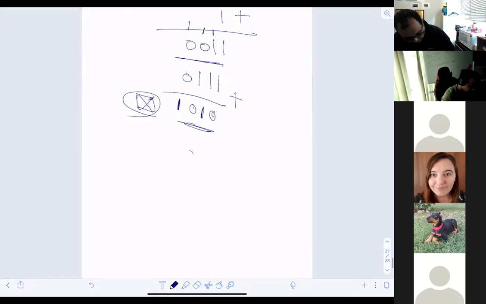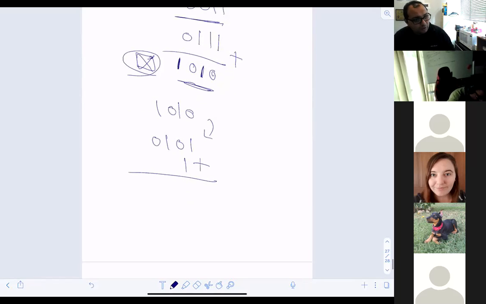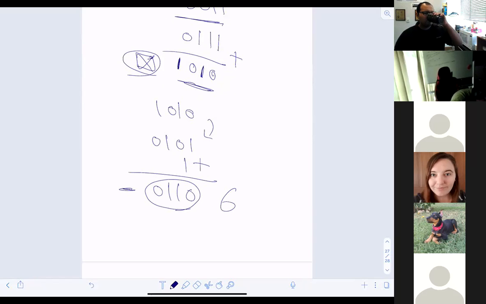So I take this value 0, 1, 0, 1 and I flip it. So it's going to be 1, 0, 1, 0. I add 1 to it. So 1 plus 1 will be what? 0, 1, 1, 0 and negative. What is this? 6. Make sense? Any question?